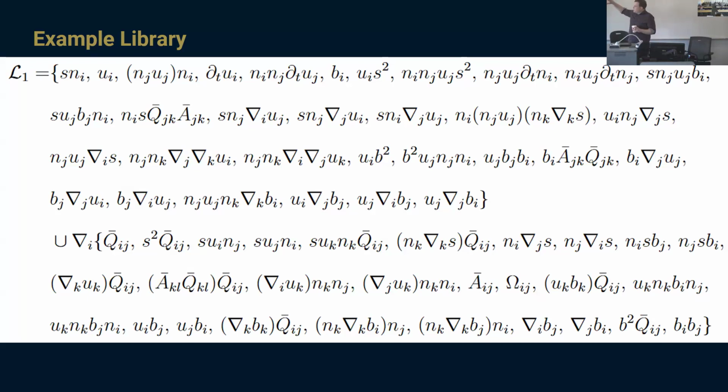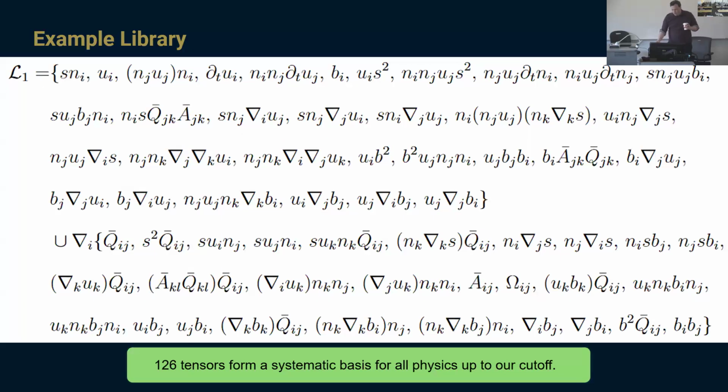But there's roughly 60, if you go up to second order derivatives, there's roughly 60 vector fields that you can make out of these data and their gradients. Most liquid crystal models only contain about 8 of these 60 possibilities because people's imaginations don't think to include anything else. And then overall, there were 126 tensors that form a systematic basis for all physics up to this second order cutoff. Every physics equation to lowest order has to live in this space.